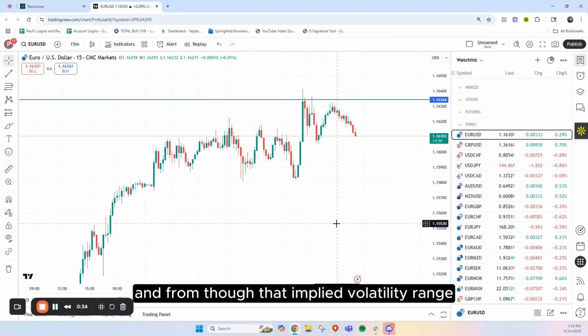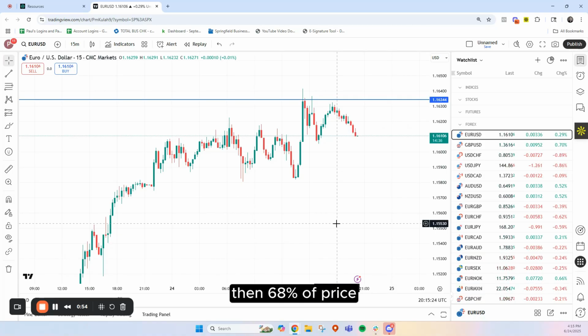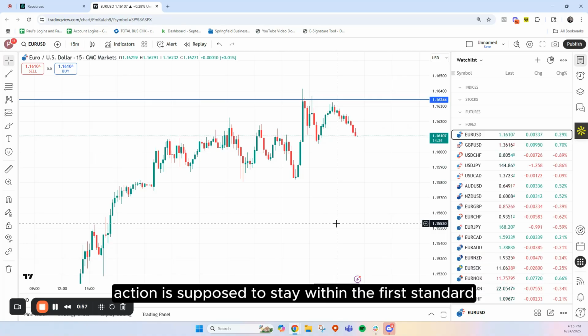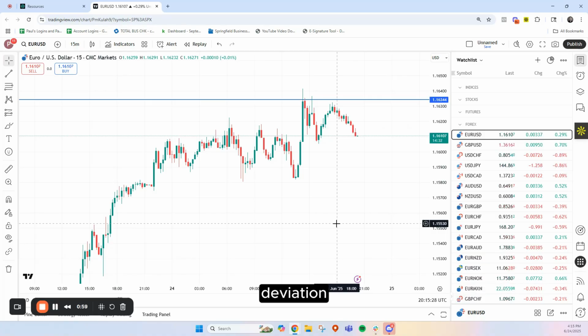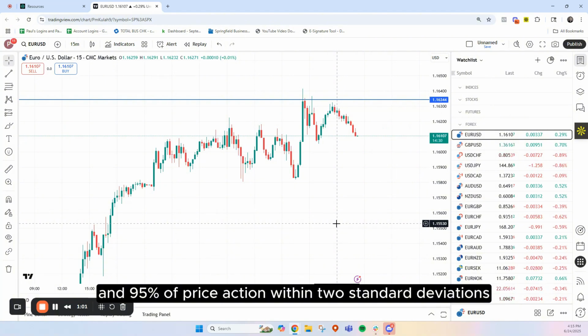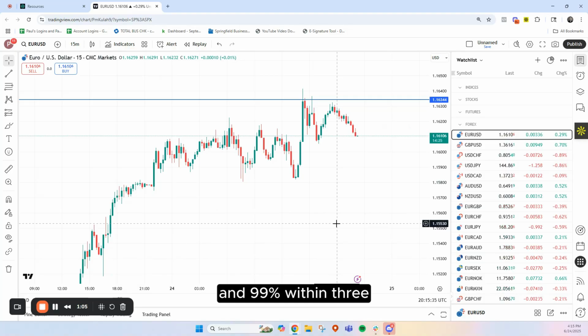And from that implied volatility range, we're able to get very specific levels in the form of a first, second, and third standard deviation. The reason it's so valuable is if we assume a normal distribution. Now, not all days are normal. You're going to have crazy days. But if you assume a normal distribution, then 68% of price action is supposed to stay within the first standard deviation, and 95% of price action within two standard deviations, and 99% within three.